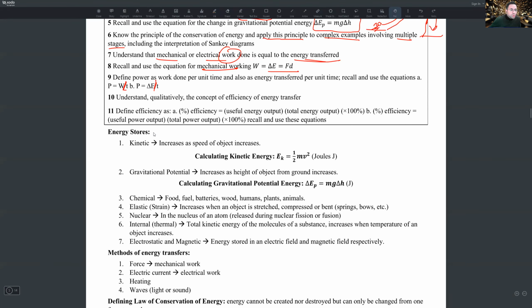Understand qualitatively the concept of efficiency. يعني تبصوا على حاجة تعرفوا if it's efficient or not. يعني does it waste a lot of energy ولا لأ. And second, define efficiency as ومديني الرول useful energy output على total energy input. Why did I keep forgetting these slashes? Times 100%. Recall and use these equations.